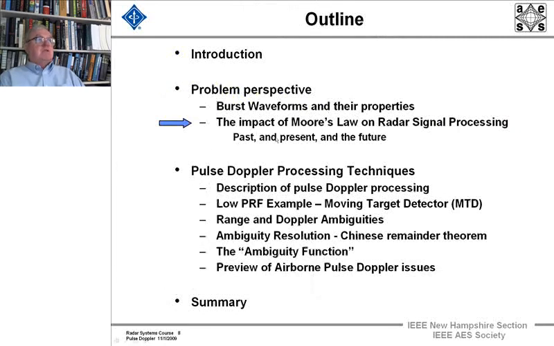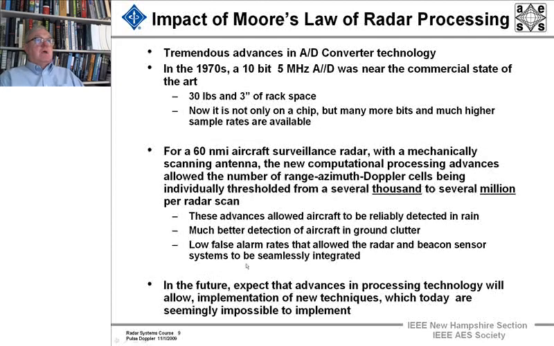And now let's look at the impact of Moore's law, past, present, and future again. Now, this is just to grind into you the history. In the 1970s, a 10-bit 5 megahertz A to D converter was near the commercial state of the art. It was 30 pounds and 3 inches of rack space. Now, it's not only on a chip, but many more bits and much higher sample rates are available.